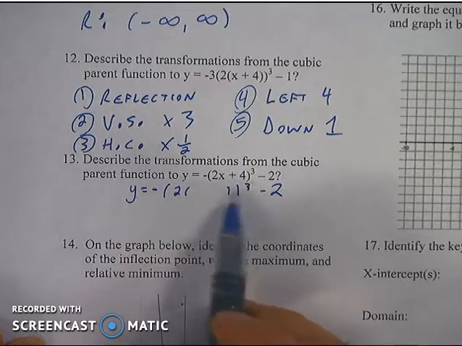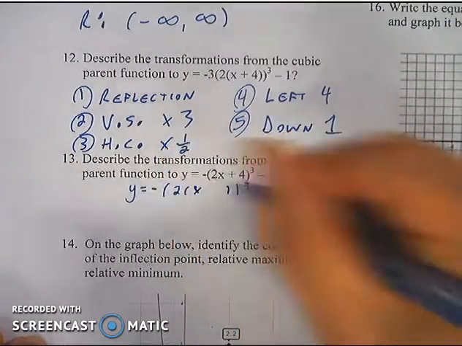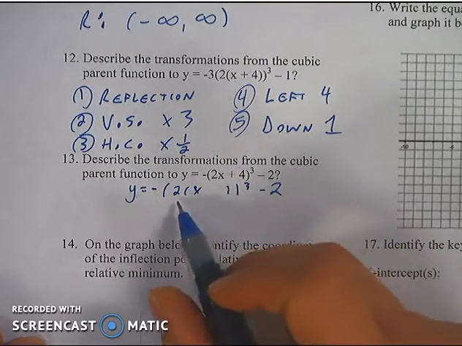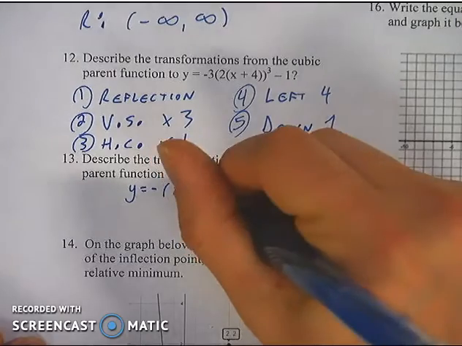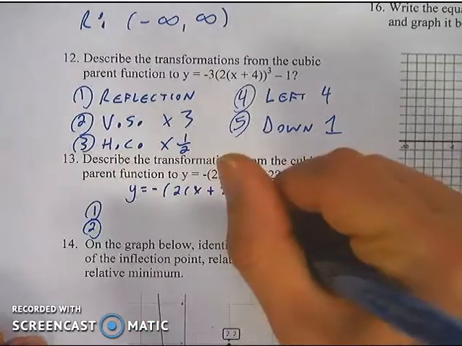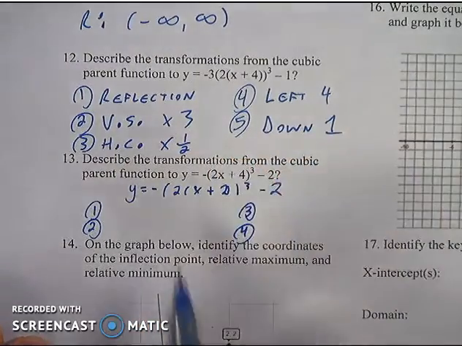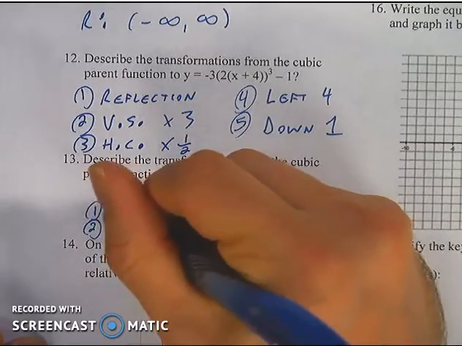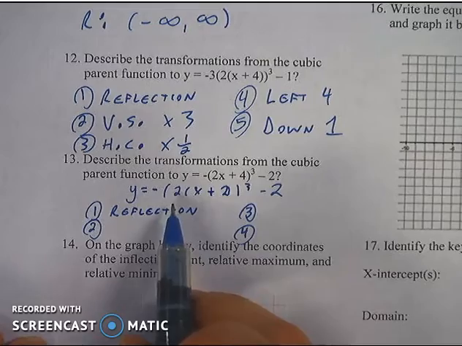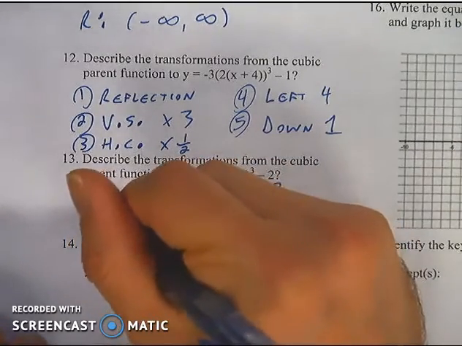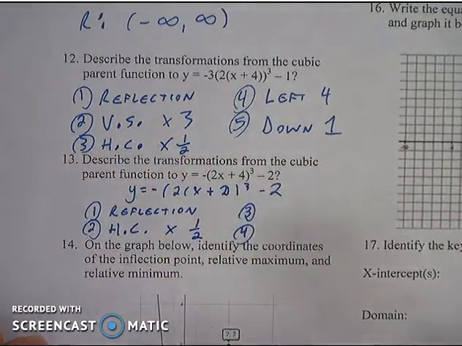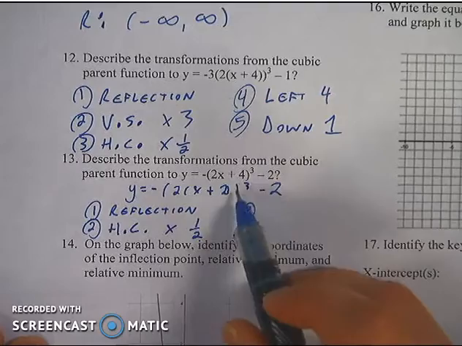And when I do that, I'm going to have x plus something inside the parentheses here. And so 2x divided by 2 is x. 4 divided by 2 is 2. So this thing has 4 transformations. 1, 2, 3, 4. The negative is a reflection across the x-axis. That 2 is a horizontal compression by a factor of, or sorry, 1/2, because it's 1 over b. Now it's going left 2, not left 4.